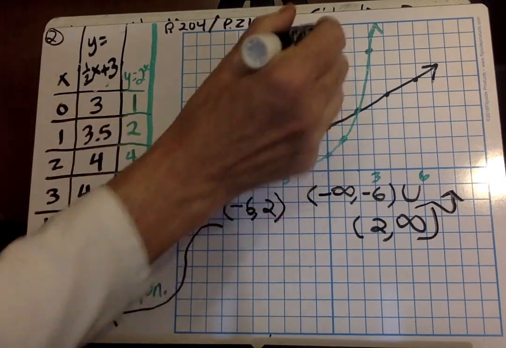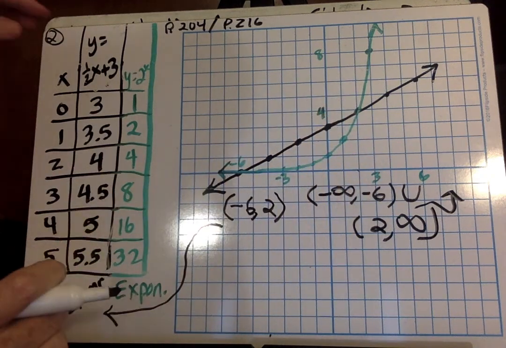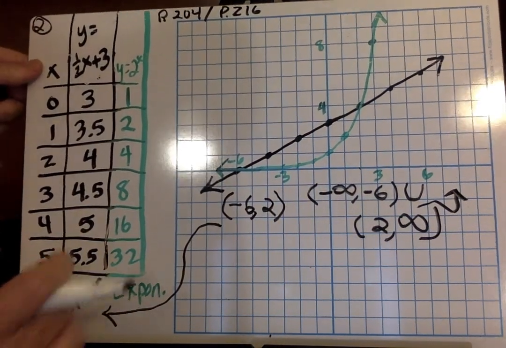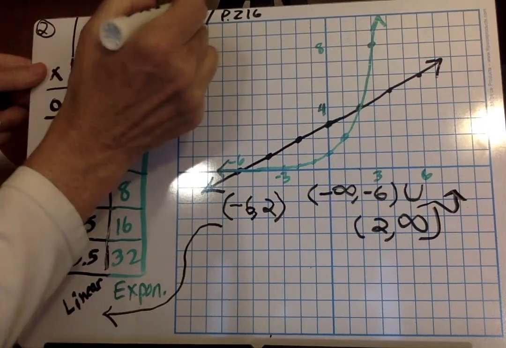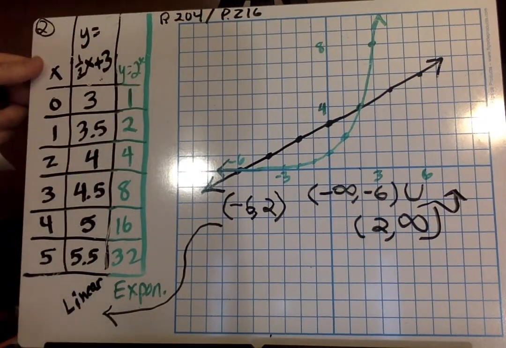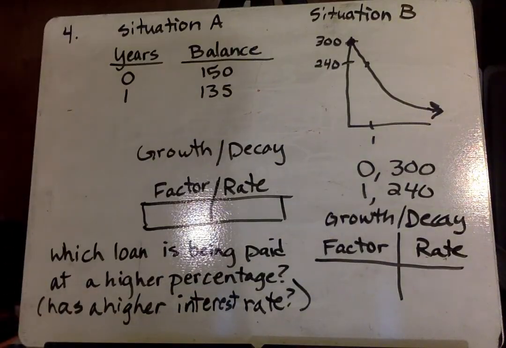Again, comparing these and knowing the intervals is important information. And this is page 204 for non-honors, page 216 for honors. Next situation, we're going on to the next page, and we're going to do situation A. And we're going to compare this. For number 4, it represents the balance of a loan. Which loan is being paid at a higher percentage or has a higher interest rate?